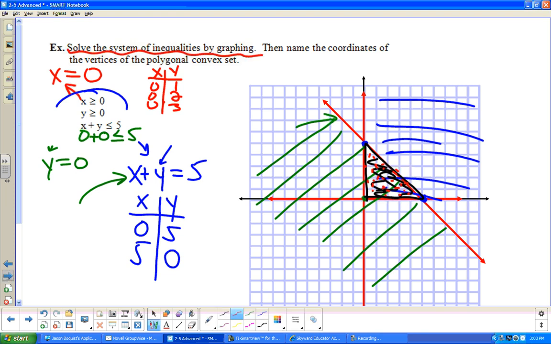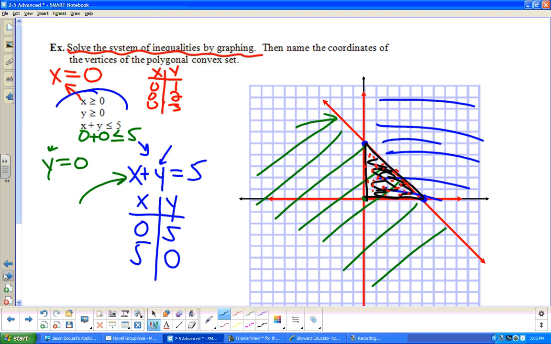Now it says, then name the coordinates of the vertices of the polygonal convex set. Basically what it's saying is that hopefully, or possibly, when you do this, you make a convex polygon. Remember, convex versus concave? Concave means the polygon caves in. Did I make a convex polygon with my picture? Yeah, it's the triangle. It's a convex polygon. It's right there. So I would like the vertices of it.